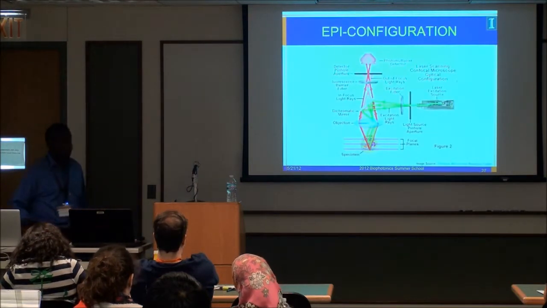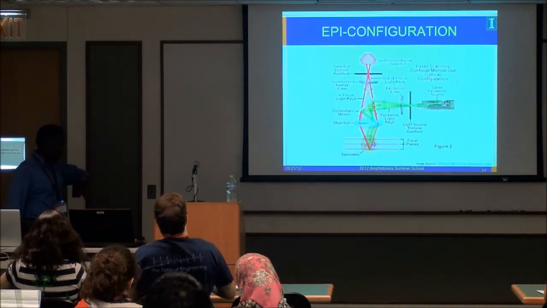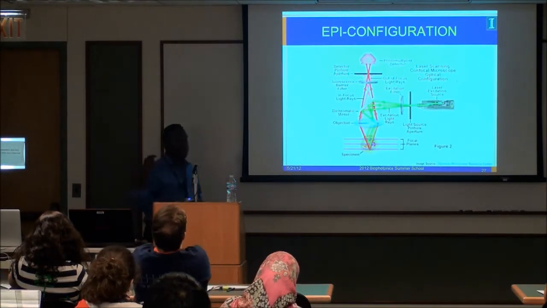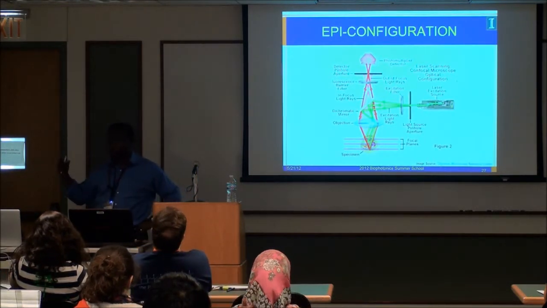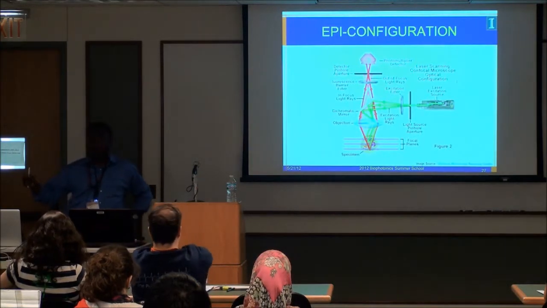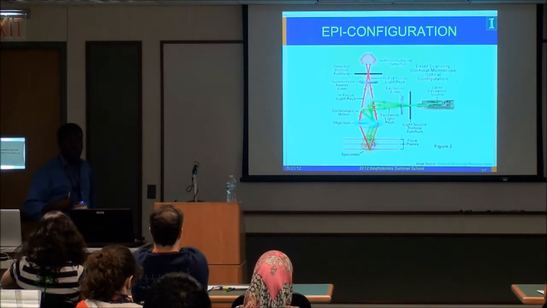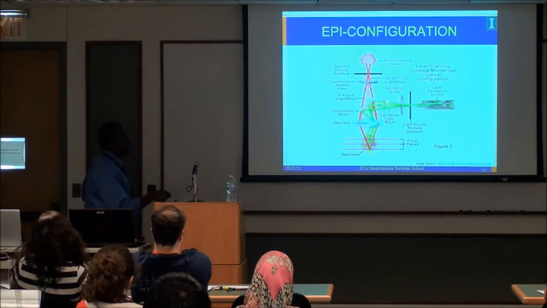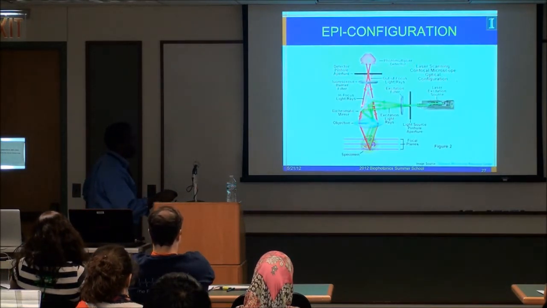So typically for microscopy, we use what's called the epi configuration. With the epi configuration, all that means is that the lens that's used to focus onto the sample is the same lens that you use to collect and read out the signal. So the laser light comes in, that's green, it illuminates and is focused onto the sample.